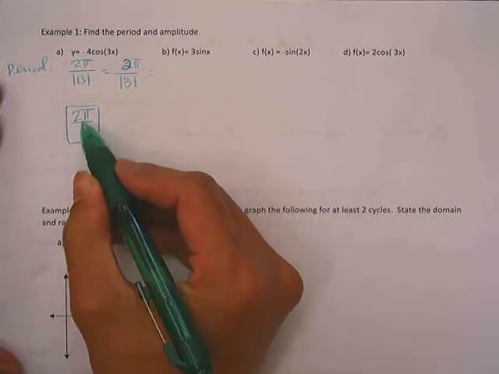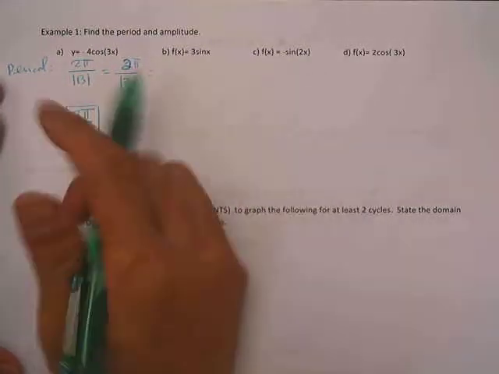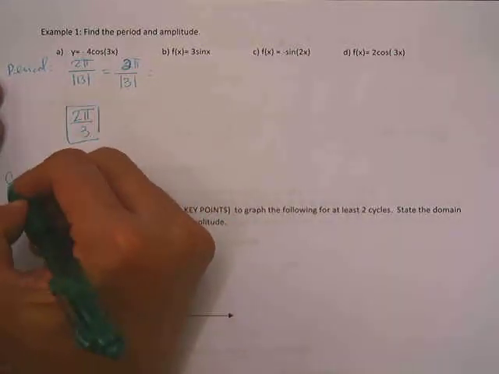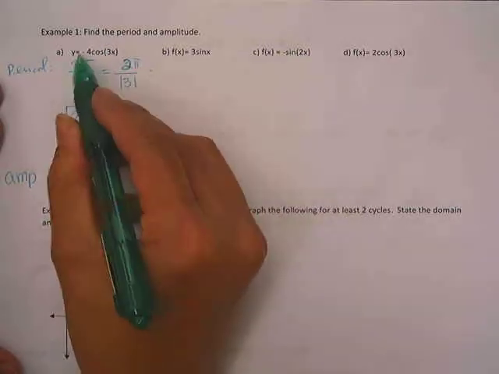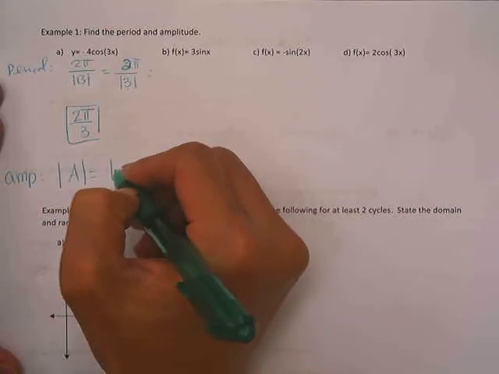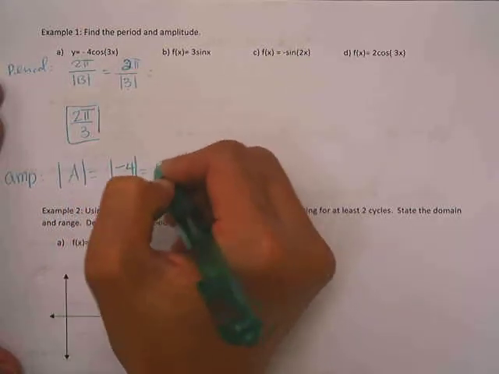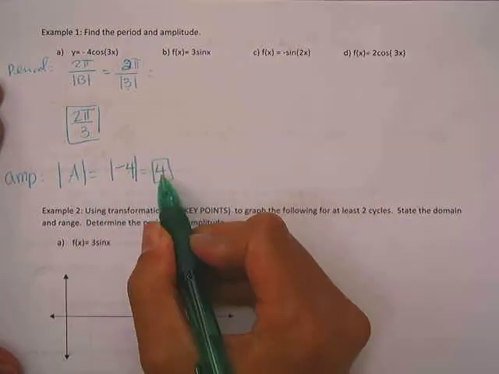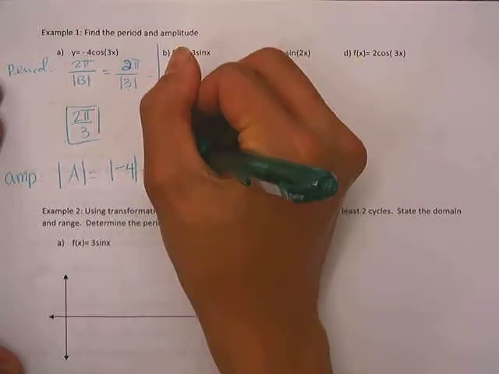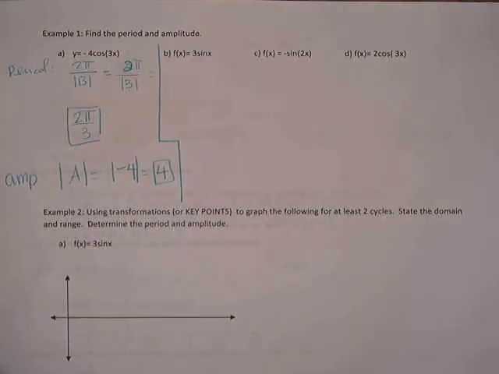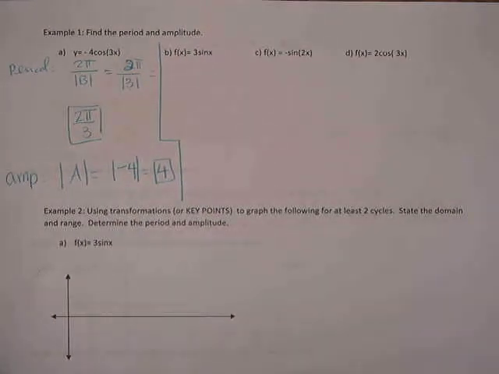That means I'm going to go 2 over 3 pi and then repeat. 2 over 3 pi, repeat. Amplitude is the absolute value of a. A in this case is -4, so the absolute value of -4 is really 4. So from the center, you're going to go 4 up and 4 down. So that's what happens when we have that.